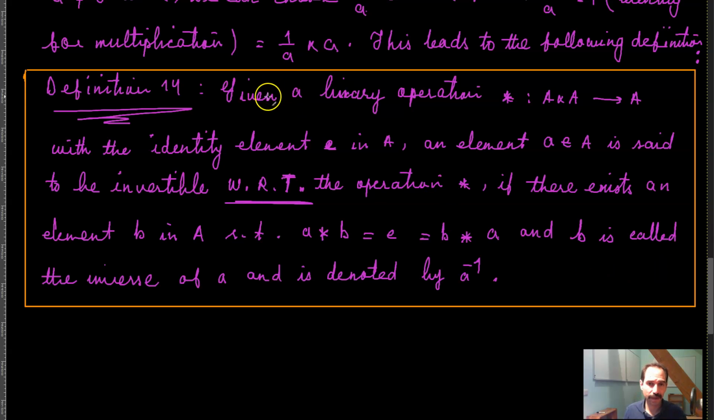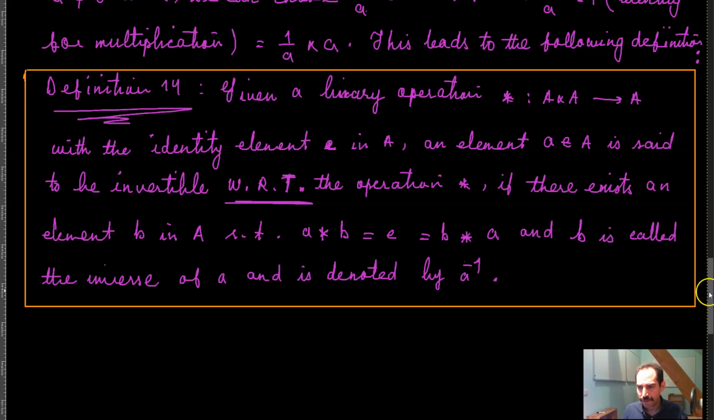Given a binary operation star on A with the identity element E in A, an element A belonging to A is said to be invertible with respect to the operation star if there exists an element B in A such that A star B is equal to B star A is equal to E, and B is called the inverse of A and is denoted by A inverse.